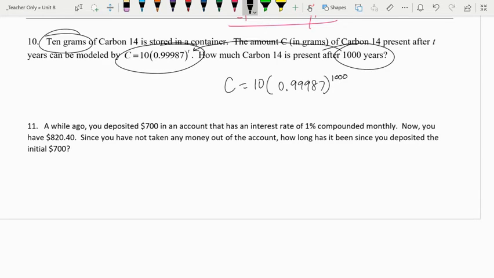So 0.99987 raised to the 1,000 times 10. And that would be 8.78. And this would be grams.